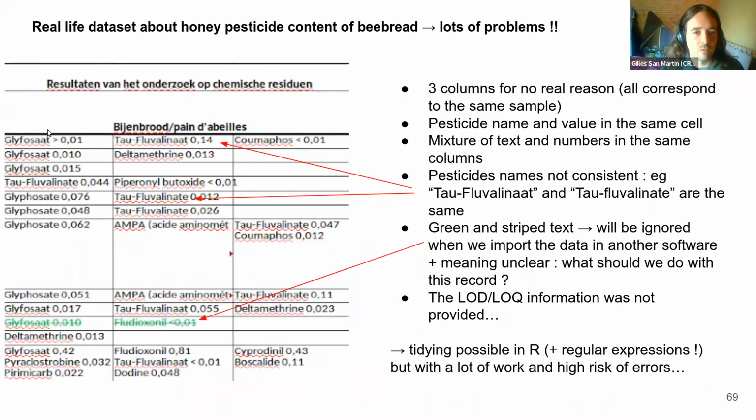So you can see, for example, that you have 3 columns for the pesticide, but in fact, it's not 3 different variables. It's just that this line corresponds to the same sample, and I don't really know why they spread it to 3 columns. You can see that the pesticide name is in the same cell as the quantity of the pesticide. So again, you should split that into different columns. You can see that, for example, the name of the pesticide is not always the same. So 2-fluvalinate with 2A is the same as 2-fluvalinate with 1A. This is English, this is Dutch. So this is another problem. You can see here that you have color and striped text. Again, if you export the data, you will lose that information. And in fact, we don't really know what we should do with that. Should we drop that information or not?